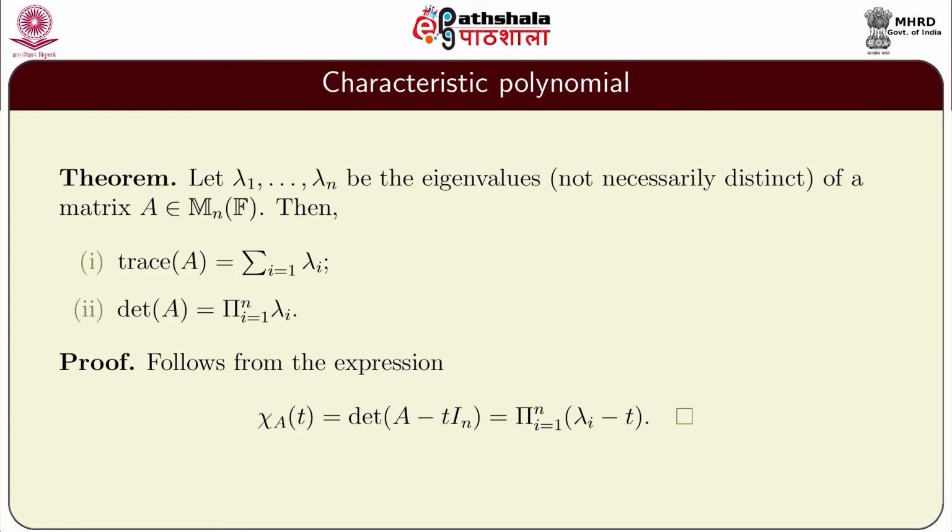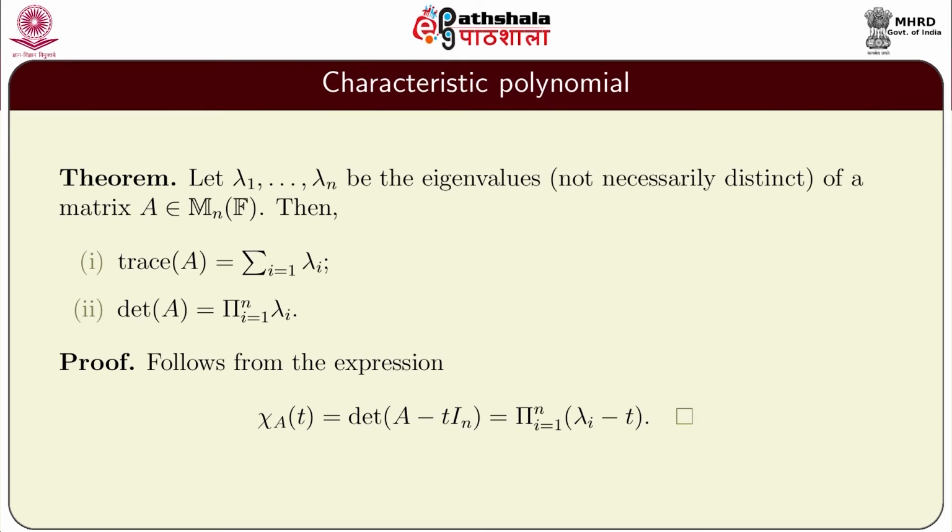So, what is interesting here is that the trace and the determinant of a matrix can be written in terms of its eigenvalues. How to prove this statement? Well, the characteristic polynomial of A is chi A of t, which by definition is determinant of A minus tI, and we know that lambda is an eigenvalue of A if and only if chi A of lambda is 0.